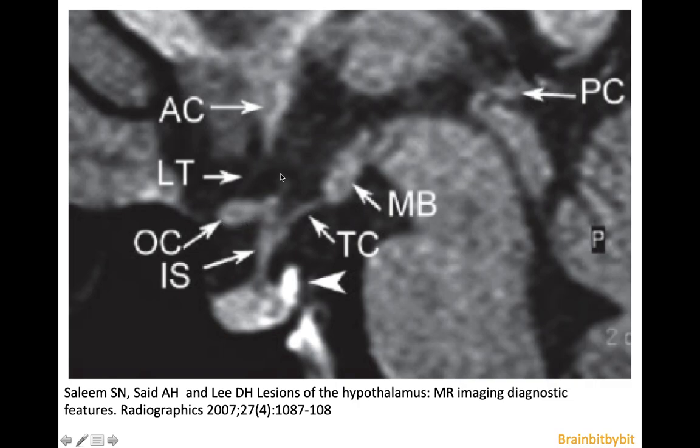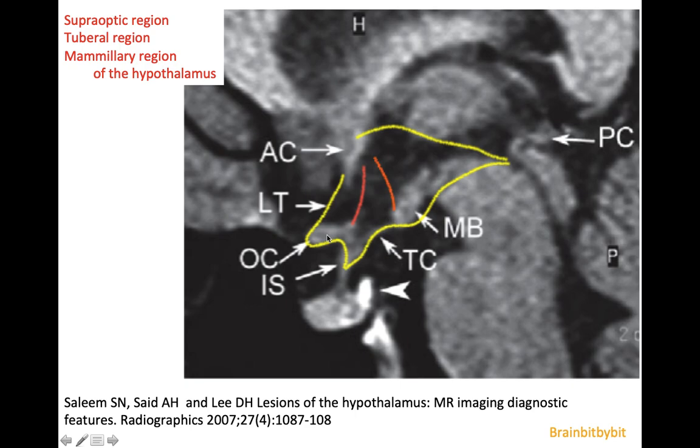I mentioned in the previous Brain Bit by Bit that the hypothalamus is separated from the thalamus by the hypothalamic sulcus running from the interventricular foramen to the opening of the aqueduct. You can also use the line from the anterior commissure to the posterior commissure, which more or less coincides as the landmark between the thalamus and the hypothalamus. So on the sagittal plane, you can divide the hypothalamus in a supraoptic, tuberal, and mammillary region, and the hamartomas arise in the tuberal region.